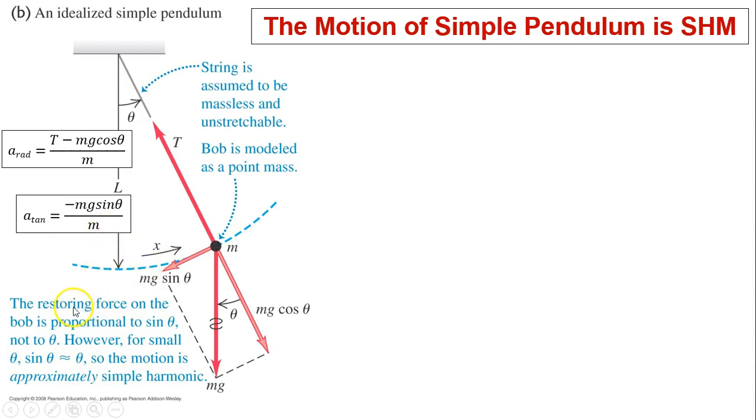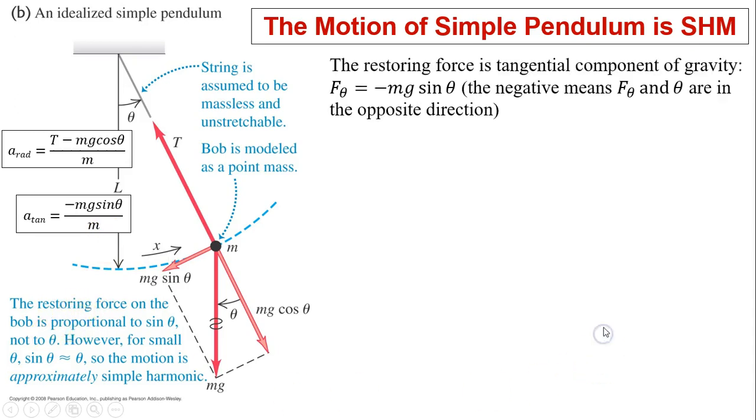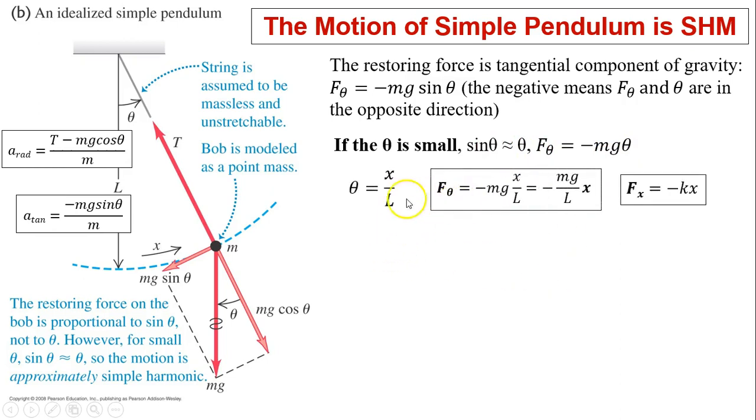And that tangential force is the restoring force. The restoring force is the tangential component of the gravity. F theta equals negative mg sine theta. Negative here means F theta and theta are always opposite in direction. So when theta is to the right, F theta is to the left. If theta is small, sine theta is approximately equal to theta. So F theta equals negative mg times theta. Theta is in radians.